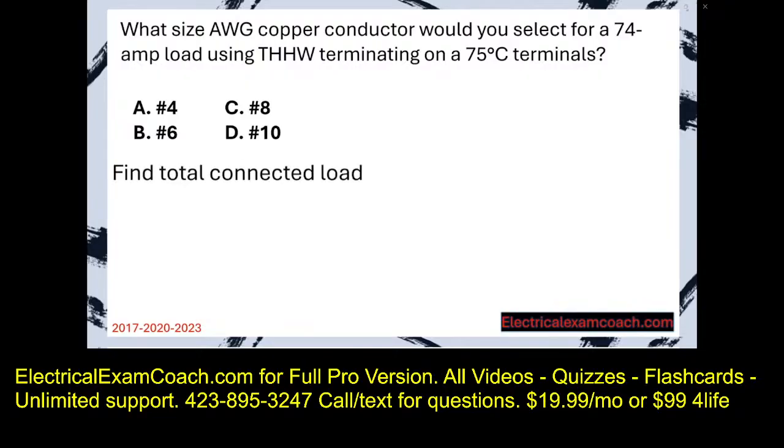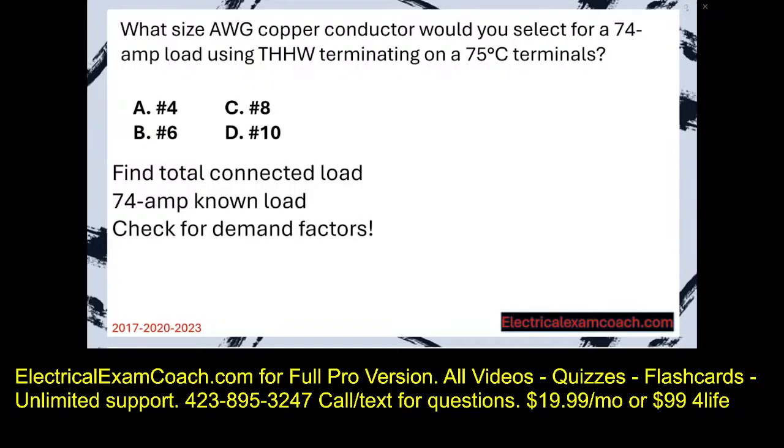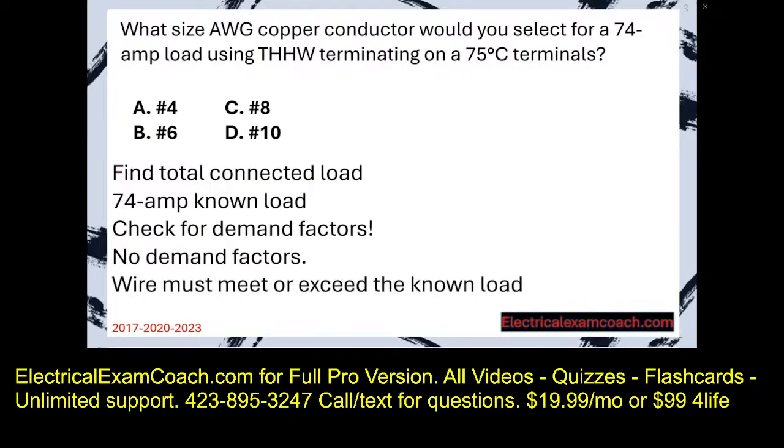Step 1, find the total connected load. It's 74 amps. Now let's check for demand factors. Well, in this case, there's no specific pieces of equipment and there's no continuous load, so there are no demand factors. And we have to remember that our wire must meet or exceed the known load.